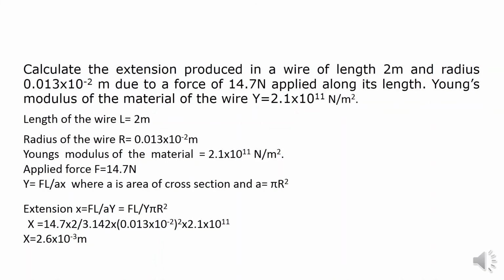Use the formula Y is equal to FL by AX, where A is the area of cross section and A is equal to pi r square, and the rearrangement of the terms gives us extension X is equal to F into L divided by A into Y, or F into L divided by Y into pi r square. Substitute the values and simplify. We will get X is equal to 2.6 into 10 to the power minus 3 meter.